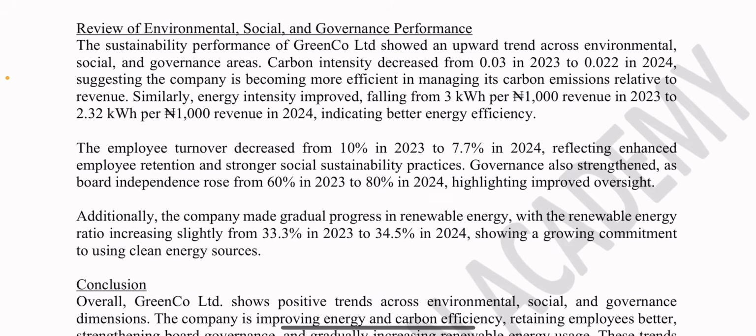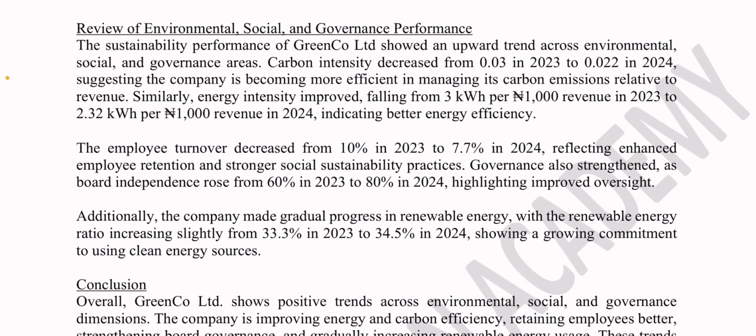So if they say that they reduced the amount of smoke they're releasing in the atmosphere, of course, that's a good one. Yeah, that's good. So that means they're doing well. You understand? So similarly, energy intensity improved by what? Falling from 3 to what? To 2.23. You understand? Indicating that they are doing better efficiency. Their energy efficiency is better. So that's a good one.